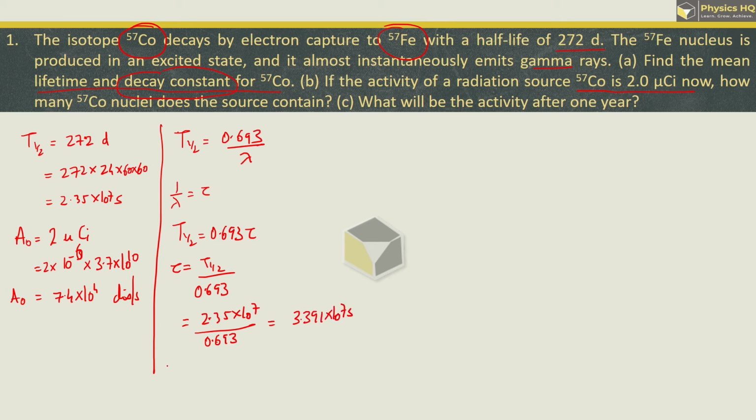Now we can find out the decay constant lambda, which is inverse of this mean lifetime. This will come out to be 2.949 into 10 raised to minus 8 per second.